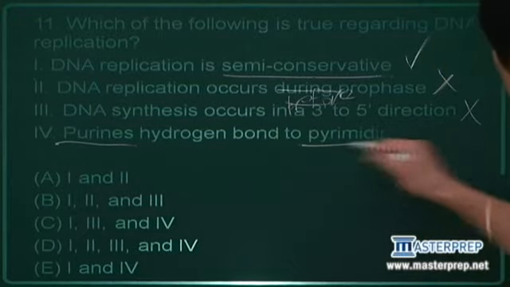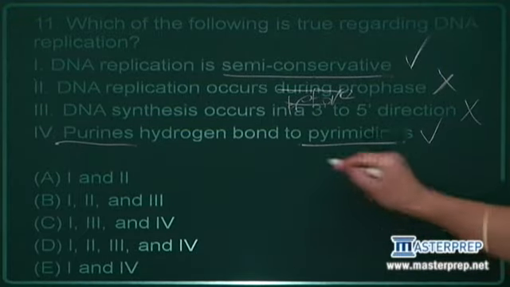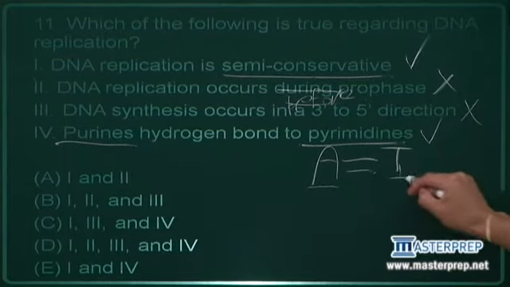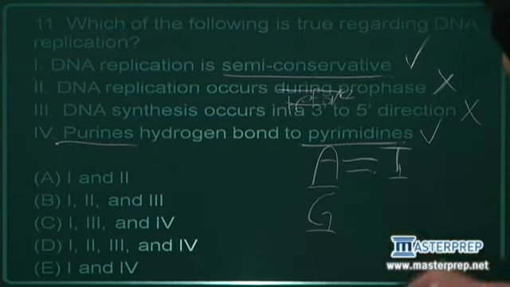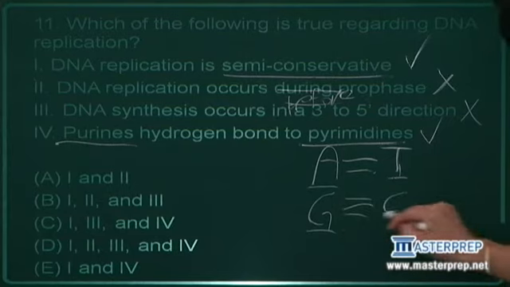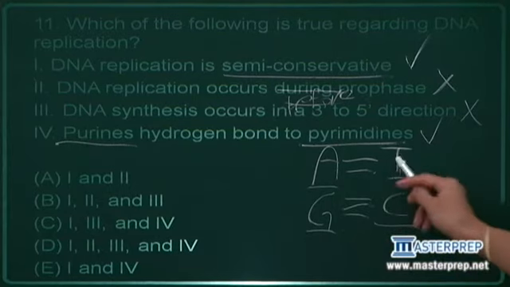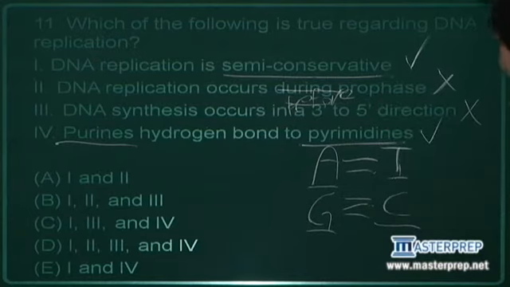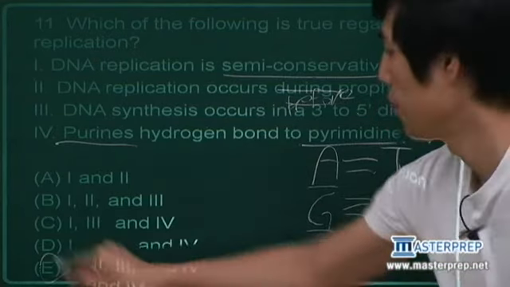Number 4, purines hydrogen bond to pyrimidines. Okay, purines to pyrimidines is correct, right? Because adenine, which is a purine, always pairs up with thymine, which is a pyrimidine, and guanine, a purine, pairs up with cytosine, a pyrimidine. Purine, pyrimidine, purine, pyrimidine. So 1 and 4 are the correct statements. 1 and 4. So E.